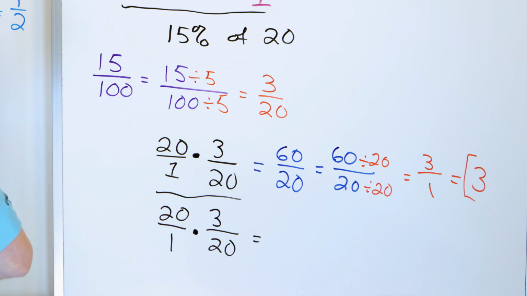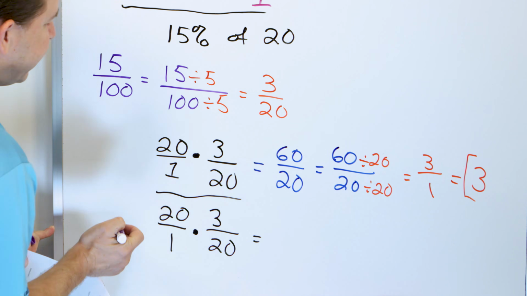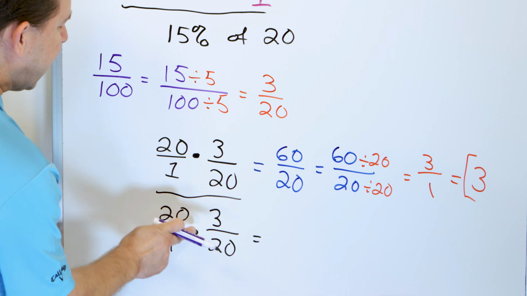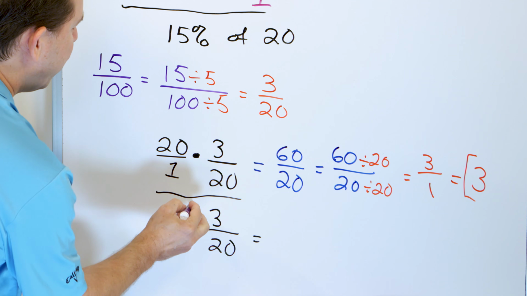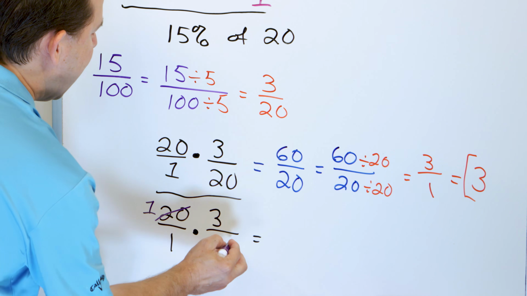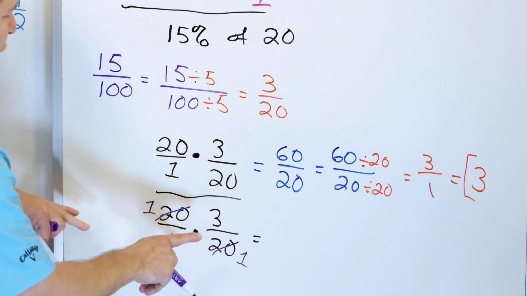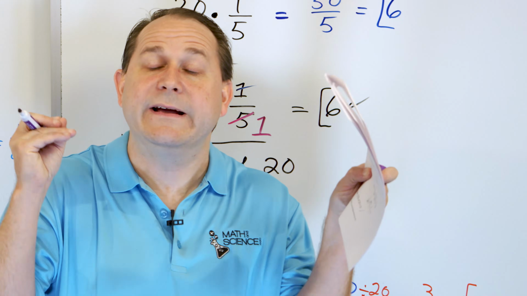But we notice right away that we have a 20 on the top and a 20 on the bottom. So you ask yourself, can I divide? Of course, you know they're going to cancel because they're the same number, but really what you're asking is 20 divided by 20 is 1, and this 20 divided by this 20 is 1. You pick a pair of numbers and you pre-simplify.